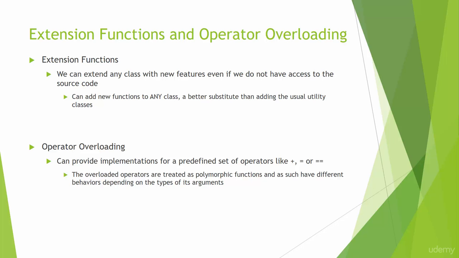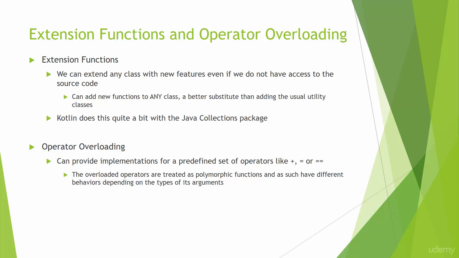We also have operator overloading in Kotlin. This is where you can redefine behavior for operators. Operators are things like arithmetic operators or logical operators, plus equals, equals equals, or and. You can override all these operators to have your own behavior. So the overloaded operators are treated as polymorphic functions, different behavior with the same name. And as a result, they have different behaviors depending on the types of their arguments. So, a nice feature that Java does not have: operator overloading.